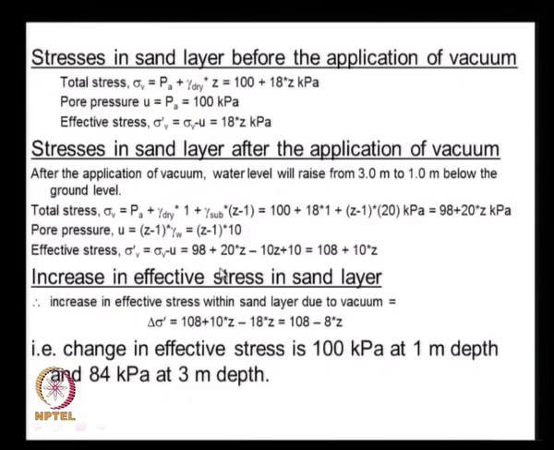So, the increase in the effective stress in the sand layer is the difference between the two pressures, 108 plus 10 Z minus 18 Z. So, it is 108 minus 8 times Z. That means that at a depth of 1 meter the change in the effective stress is 100 kPa, that is our atmospheric pressure, and then it is 84 kPa at 3 meters depth. Just for illustration purposes I have taken PA as 100, but to be very precise, PA is about 101.6.